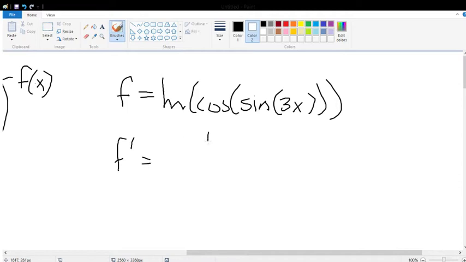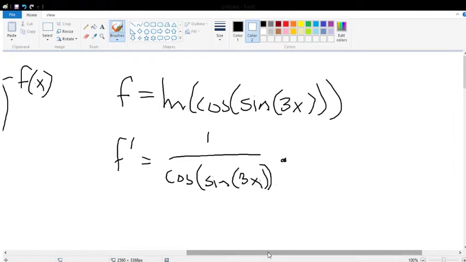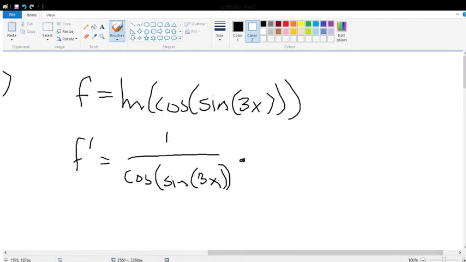So chain rule tells us the derivative of the most outer function, which is natural log of x. The derivative of that is 1 over x. But instead of 1 over x, we evaluate its interior function at the x. So 1 over not x, but cosine of sine of 3x, times the next layer. So we finished the first layer, that's natural log of x.